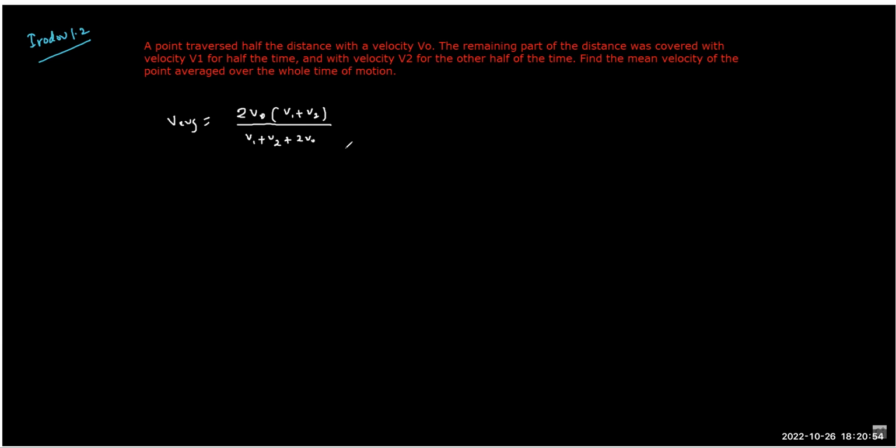Okay, great. V0. T2 by 2, T2 by 2. Very good. So x by 2, T1 is x by 2 by V0. Very good. And x by 2 by V0. X by 2 equals V1 into T2 by 2 and V2 into T2 by 2.